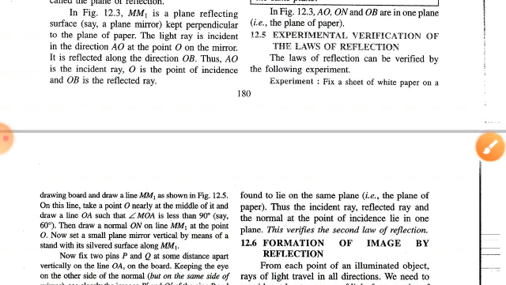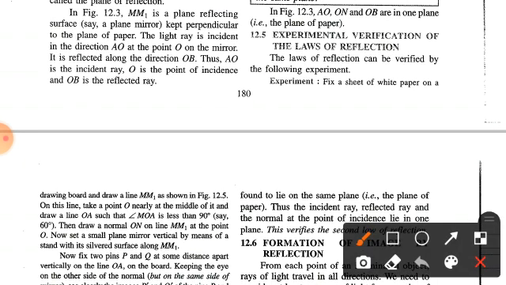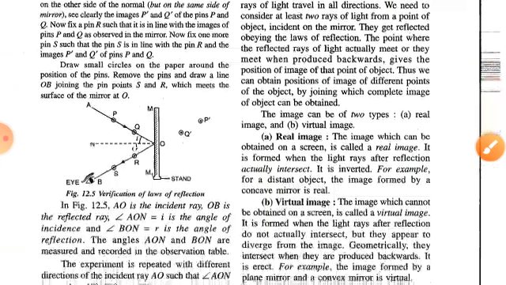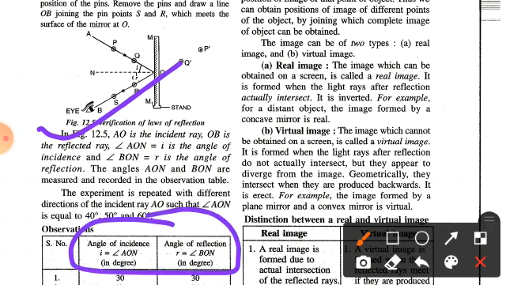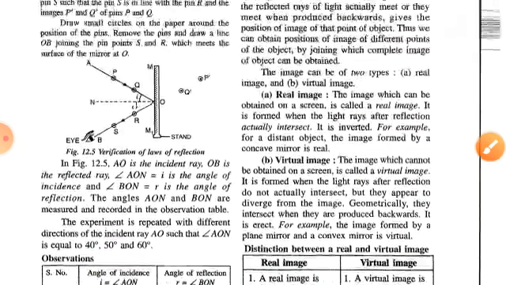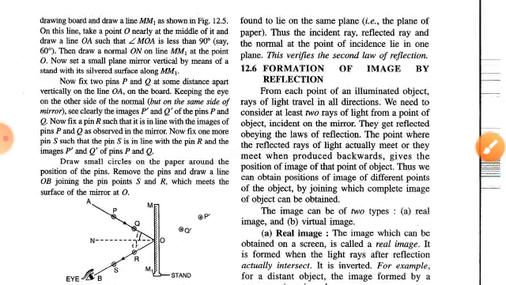I hope you understood. Now we will discuss the experimental verification of the laws of reflection. The laws of reflection can be verified by the following experiments. I am not going to discuss the experiments. Here you can see the experiment, and we measure the different angles, the angle of incidence and the angle of reflection.